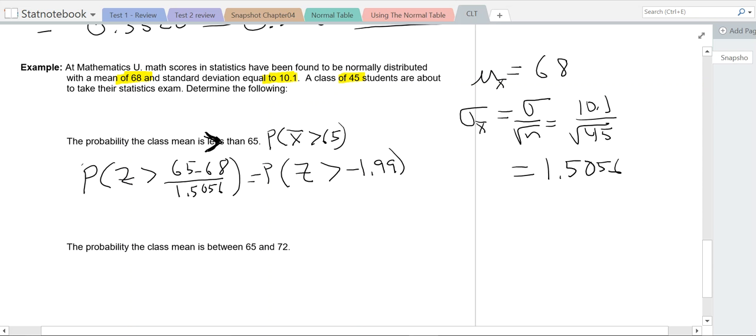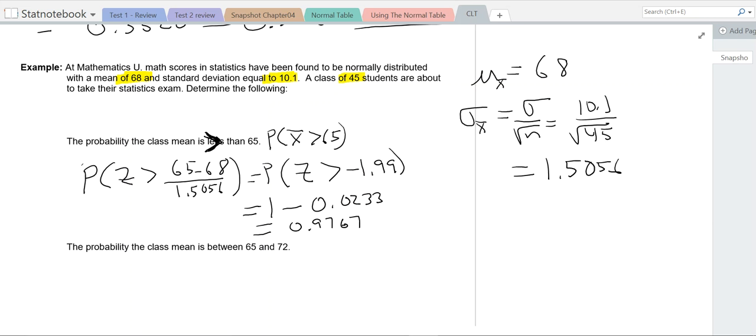This is the second scenario. The second scenario says that the probability of Z being larger than the number is 1 minus the probability of being less than the number, which when we look up in the table, minus 1.99, we get 0.0233. When you do your math, you get 0.9767. So there's almost a 98% chance that the sample mean is going to come out to be above 65. Okay, moving on.